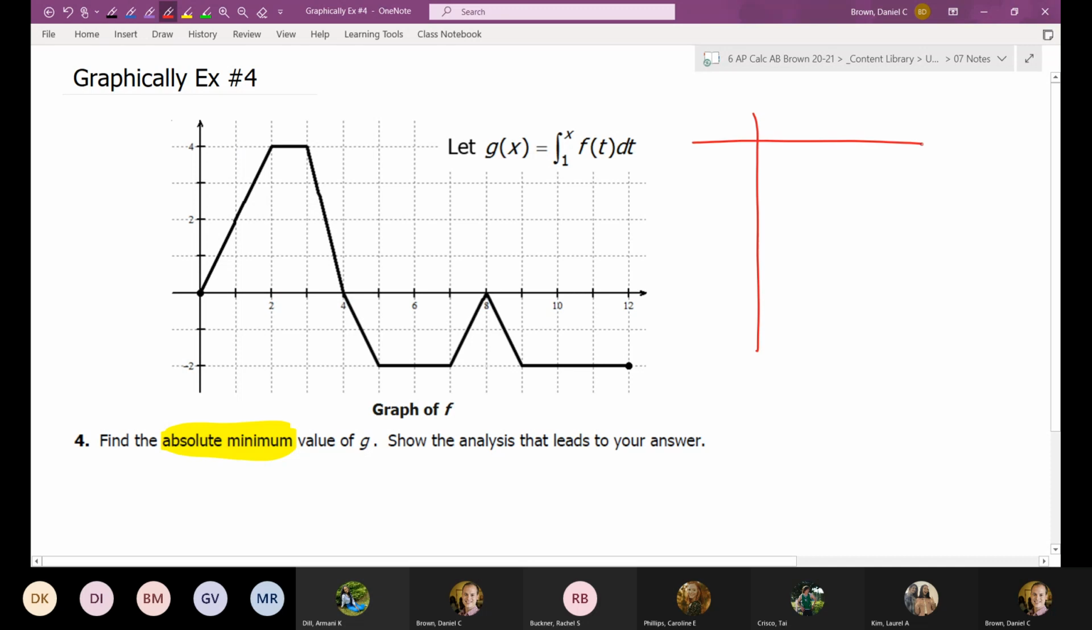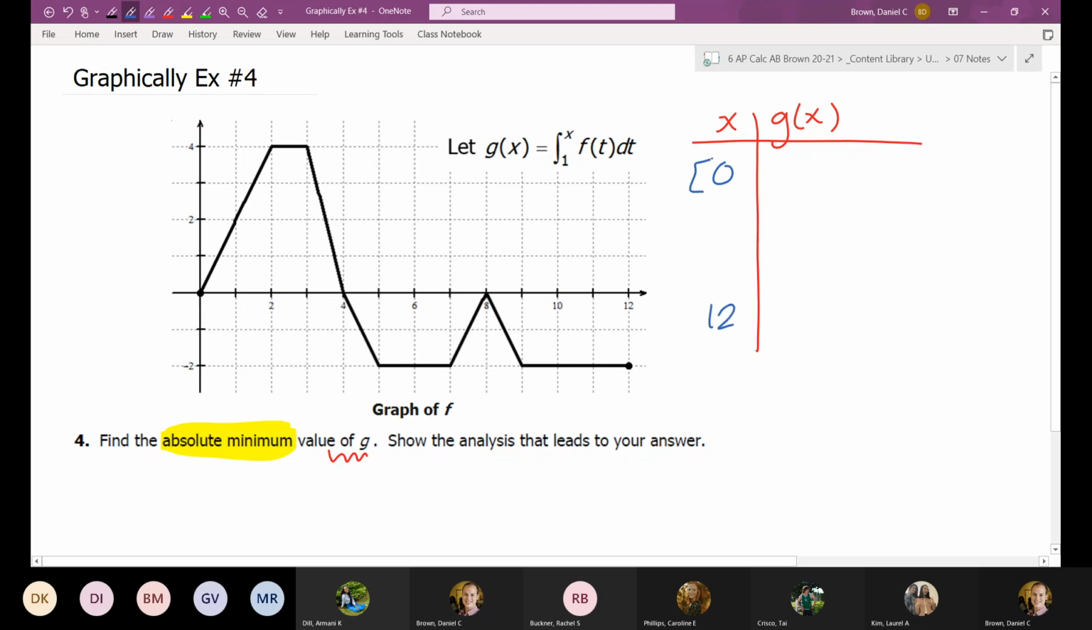What goes on my t-chart is x values, and we want to find it in the original function. I'm looking for an absolute minimum of g, so I am going to plug everything into g of x. Now we need to remind ourselves what always goes on our candidates test. The first thing that will always go on your candidates test are the endpoints. Looking at this graph, what are the endpoints that we see? 0 and 12.